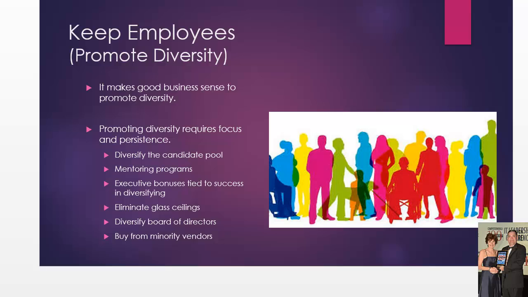And they talk about a couple of different ways in terms of addressing that: diversifying the candidate pool, making sure that you have adequate representation before you close a job, building mentoring programs that allow people to progress, tying executive bonuses back to the success of these types of initiatives, eliminating glass ceilings and providing role models that show that you can succeed and move forward in a particular company. Some of those role models are going to come from the board of directors, and that has a great symbolic effect on the company. And then finally, buying from minority vendors helps seed that growth and helps build a diverse supply chain and workforce.